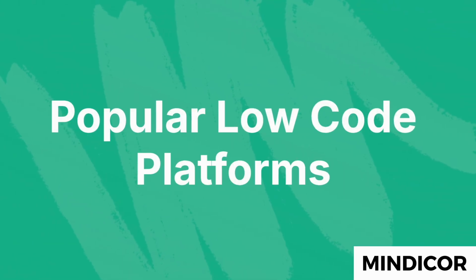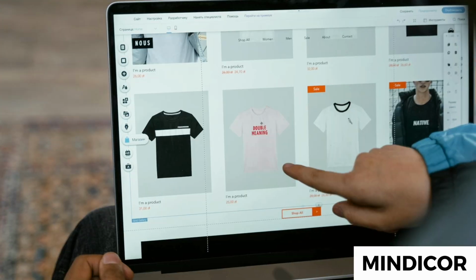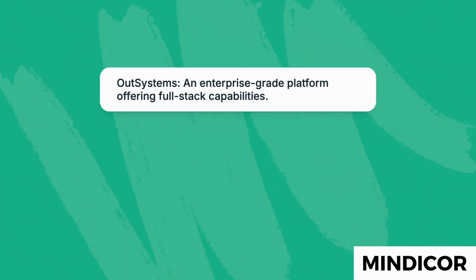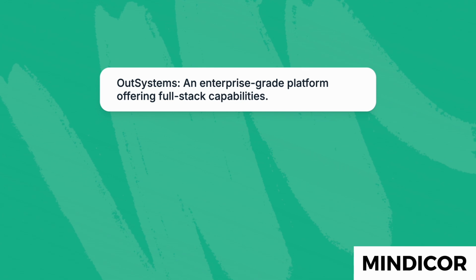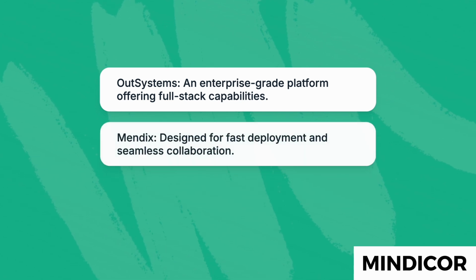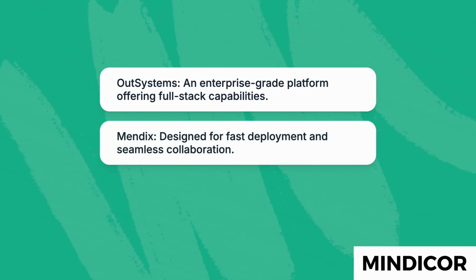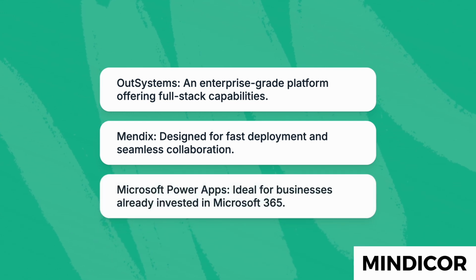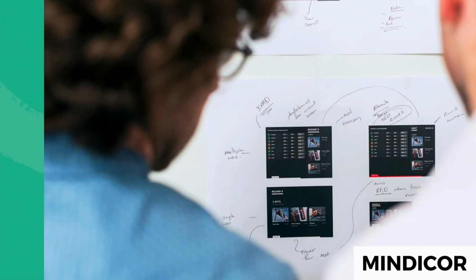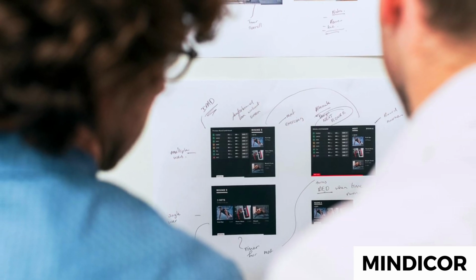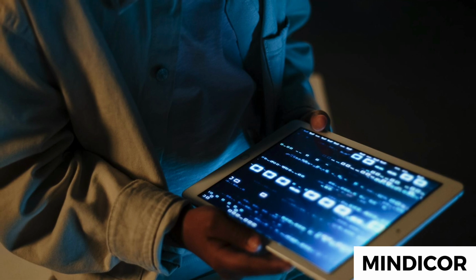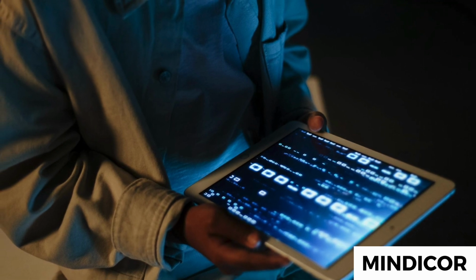Popular low-code platforms. Here are some standout options you might consider. OutSystems, an enterprise-grade platform offering full-stack capabilities. Mendix, designed for fast deployment and seamless collaboration. Microsoft Power Apps, ideal for businesses already invested in Microsoft 365. Appian merges low-code with powerful automation and process management features. Zoho Creator, an affordable choice with an intuitive interface.